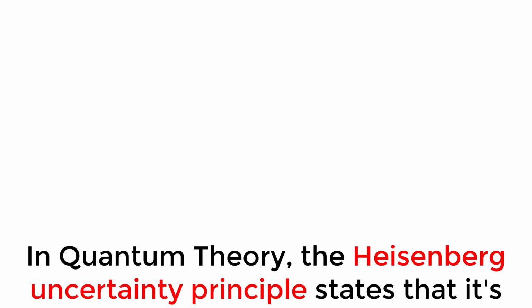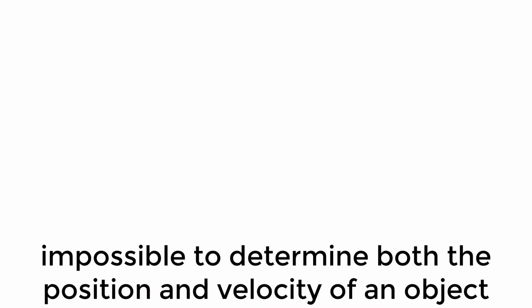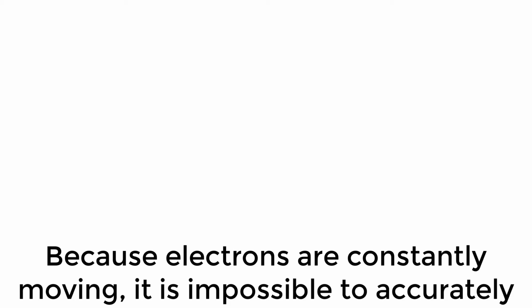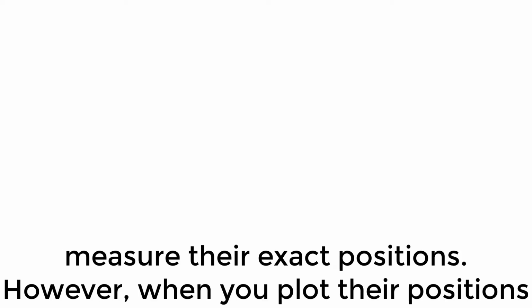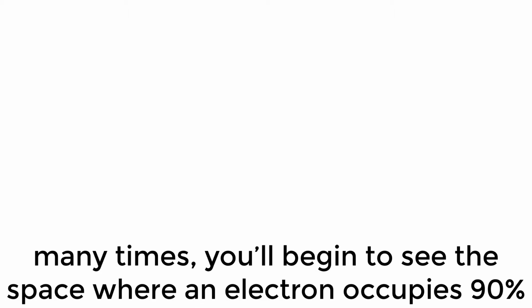In quantum theory, the Heisenberg uncertainty principle states that it's impossible to determine both the position and velocity of an object simultaneously. Because electrons are constantly moving, it is impossible to accurately measure their exact positions. However, when you plot their positions many times, you'll begin to see the space where an electron occupies 90% of the time, known as an orbital.